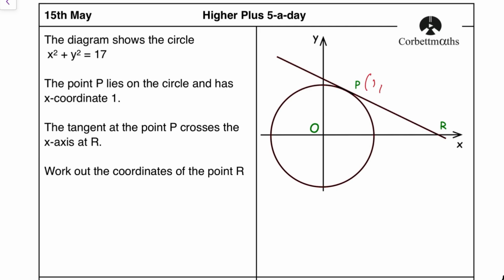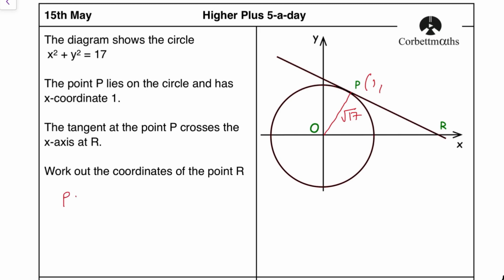Right, this is where I pause for a second to think about it. Let's start with the obvious point. The radius is root 17. It tells me that in the question. I'm just going to do the classic thing. Let's first of all look at the point P.